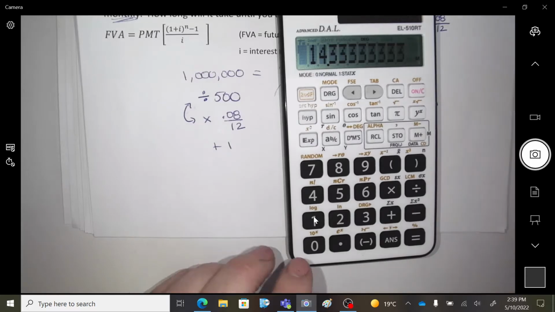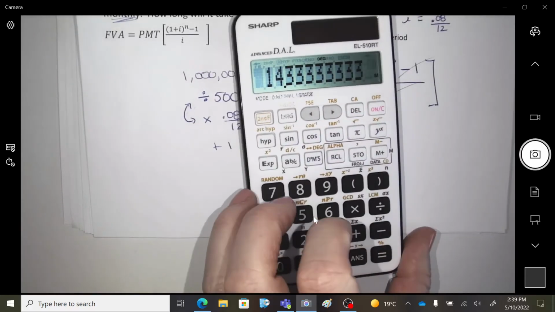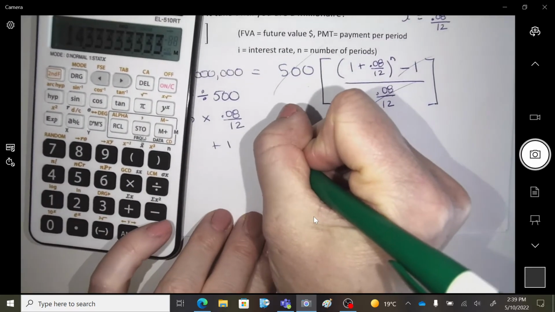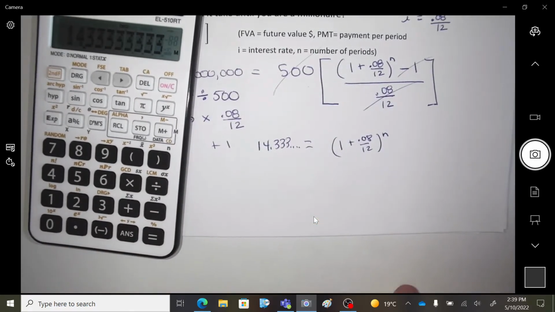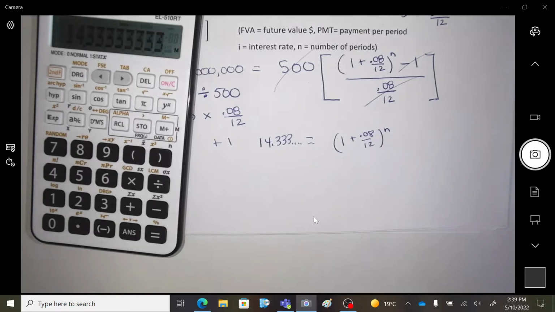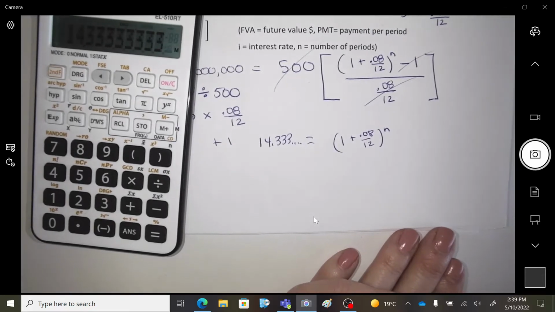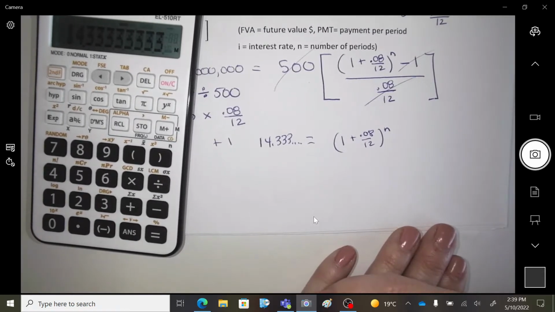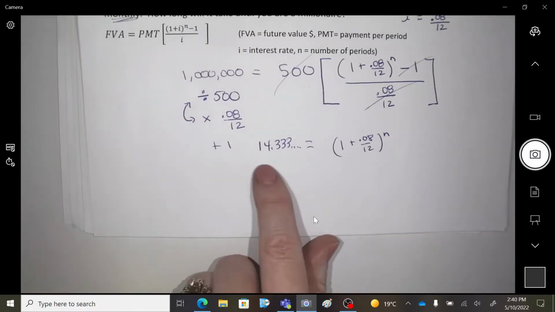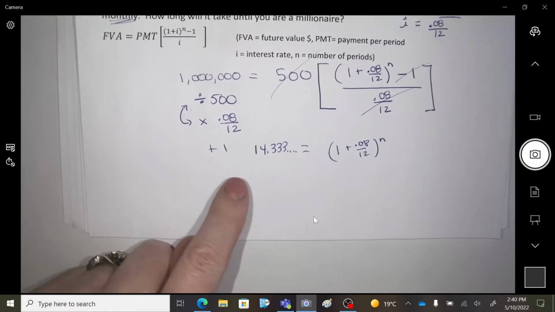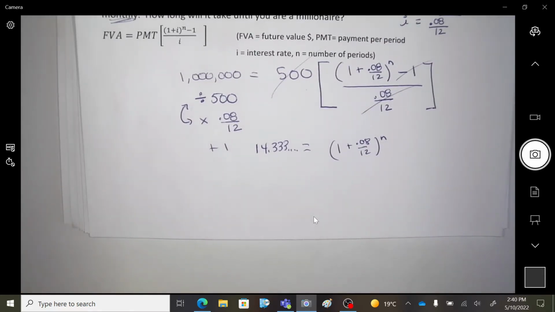$14.33. Anybody? And again, you cannot be rounding anything there. You have to work with that. Do not round that. I did all those things and I got a 14.33.